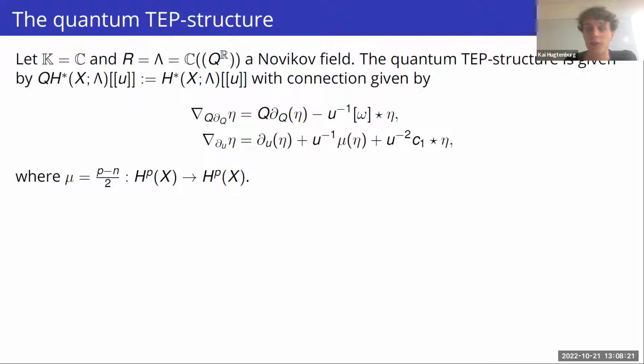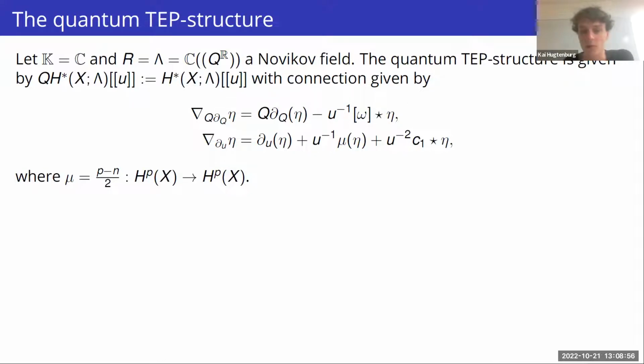And what are the connections? Well, we have a connection in the base direction. So this is the T structure, which is sort of nabla Q by del Q. Well, you just do Q by del Q, and you take the quantum cup product with omega. And similarly, the connection in the U direction is just given by derivation in the U direction. And then you have this grading operator in the U minus 1 term, where this grading operator is just a shift of the usual degree of cohomology classes. And then you take the quantum cup product by C1 in the U to the minus 2 term.